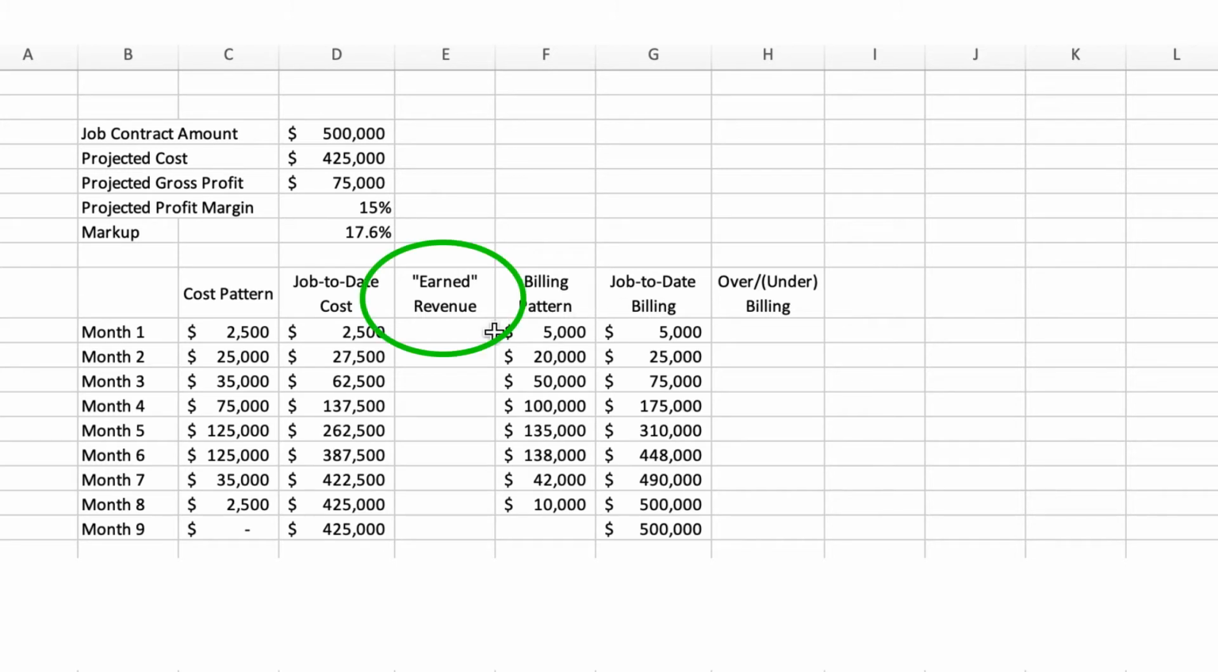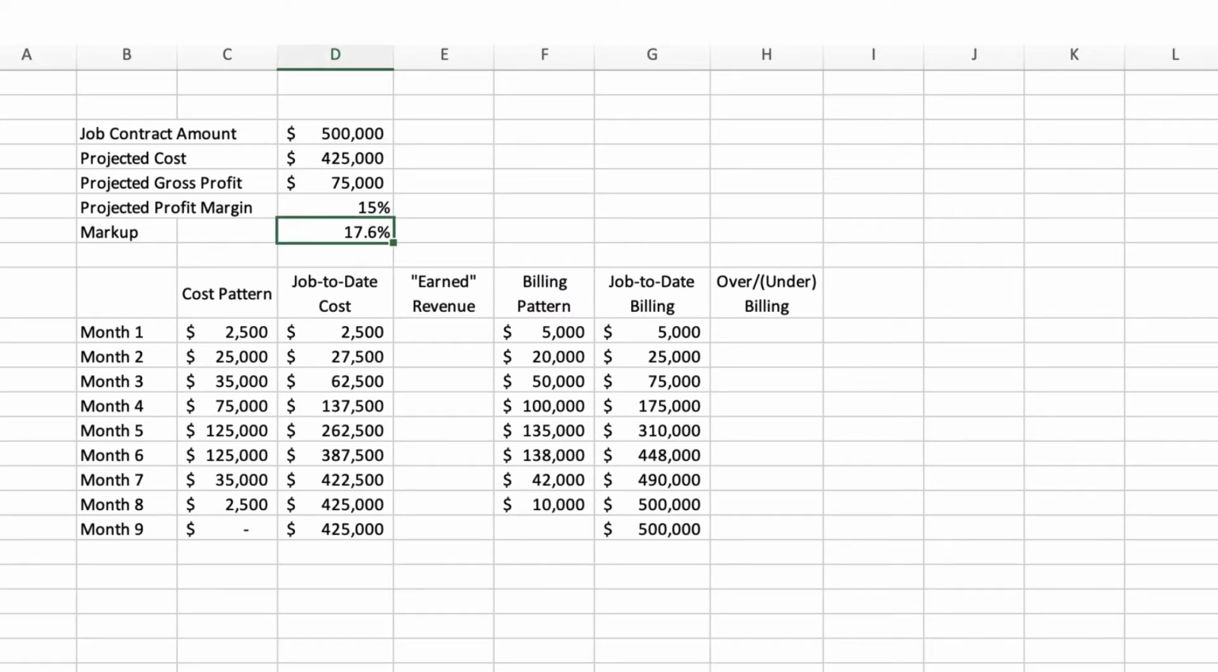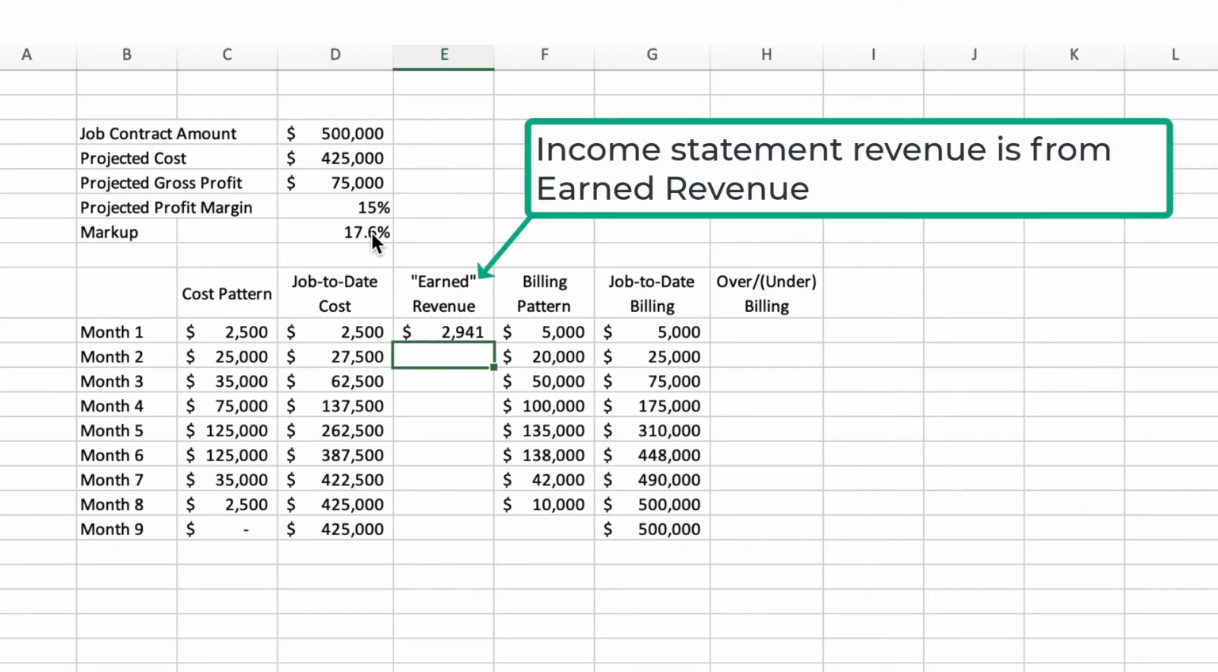So for any given month, how much revenue was recognized? We will start with the first month. The effective markup is 17.6%. When we apply this to the $2,500 in costs that were incurred in month 1, we get an earned revenue of $2,941. The actual billing for the month was $5,000. The income statement would show the $2,941 as revenue, regardless of how much was billed.